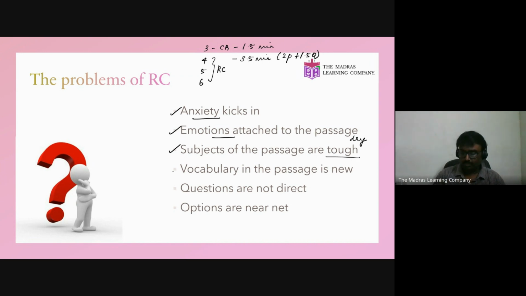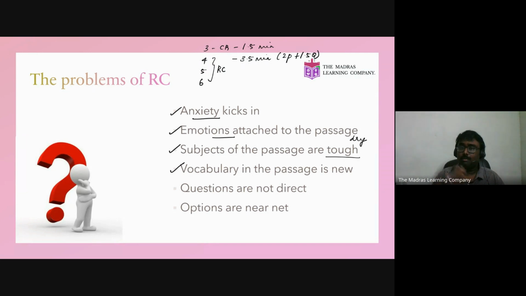The fourth point, which is not really a big problem, is that the vocabulary in the passage is new. Sometimes you may see words that you don't know. Sometimes you may see words that you don't understand. And the biggest problem, or the mistake that a lot of people make, is they keep reading on that word multiple times and they waste time.